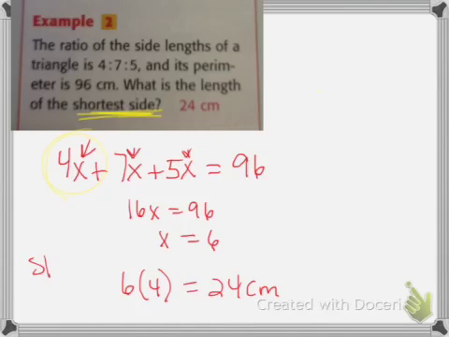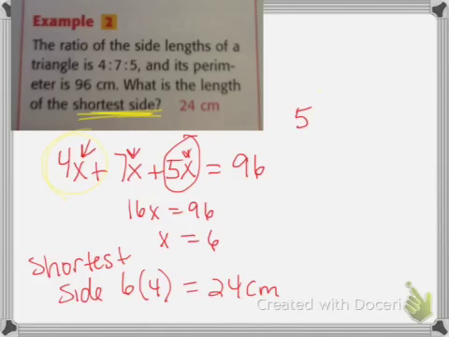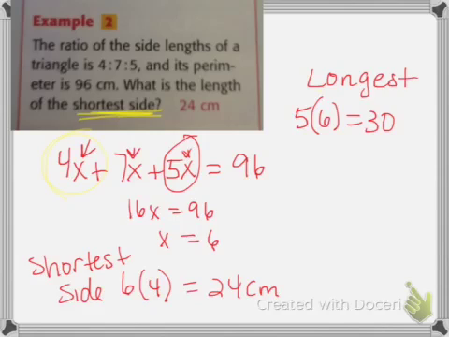That's the shortest side. Now, what if I ask you to find the longest side, the length of the longest side? The length of the longest side is going to be the one with 5. So we're going to use our multiplier that we got, which was 6, and we're going to say the longest side is 30 centimeters. And I could do the same for the middle part. The middle part is going to be 7 times 6, or 42.